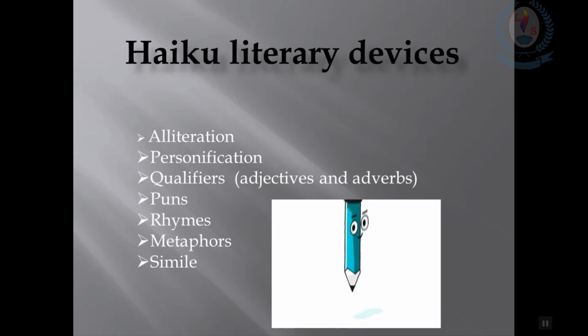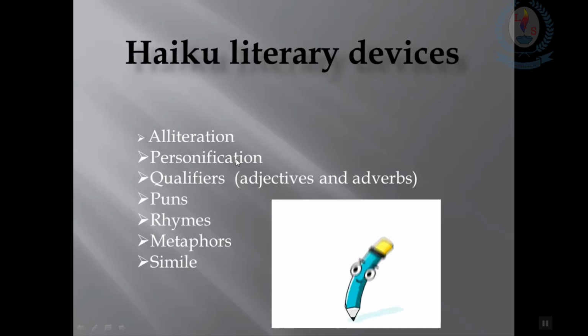Now next we move on to haiku literary devices. Now you can see the devices. The first one is alliteration. I think you all know what alliteration is. It's a method of making an effect with sounds. If there is repetition of the same consonant sounds, we can take those words as alliteration.